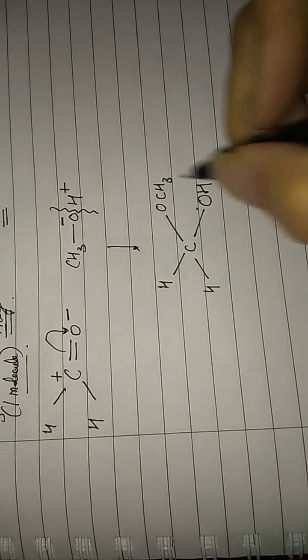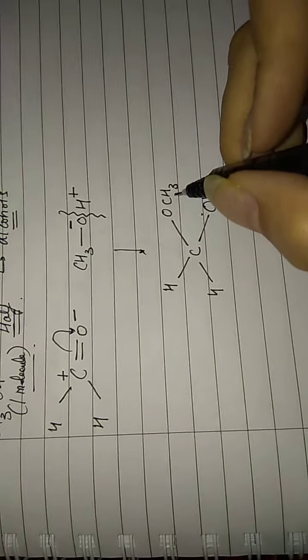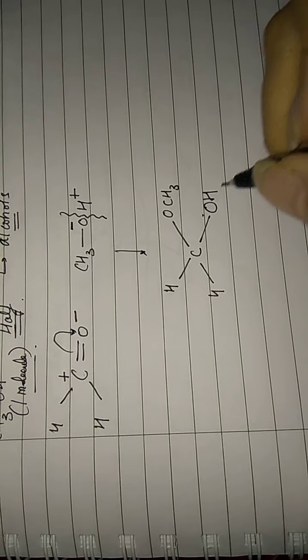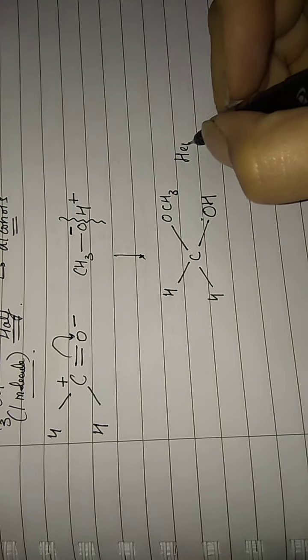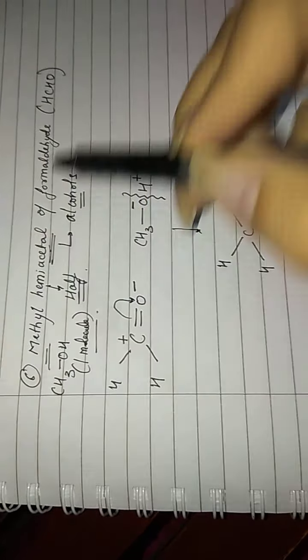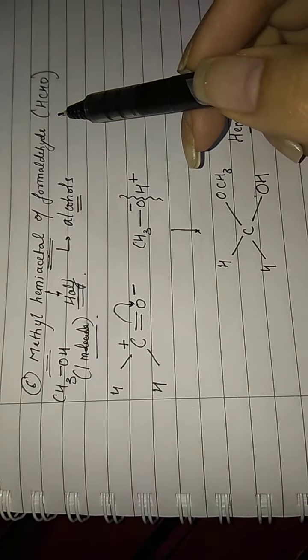So this is your hemiacetal, where you do not have two OCH3 groups. You have only one OCH3 group, and the other group will be the alcoholic group. This will be called a hemiacetal. So this derivative which is formed will be called methyl hemiacetal of formaldehyde, or you can also call it formaldehyde methyl hemiacetal. This is how you're going to form derivatives. This question is very, very important. Practice it at least 3-4 times.